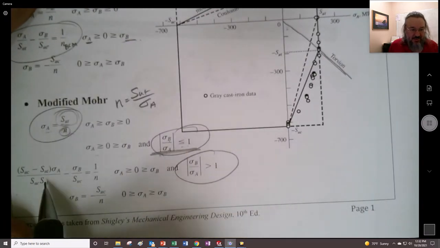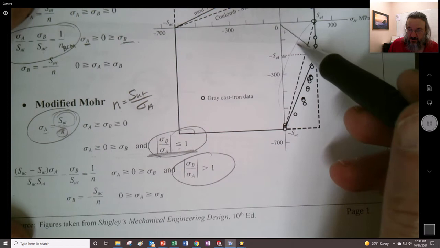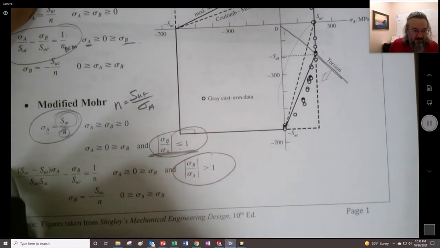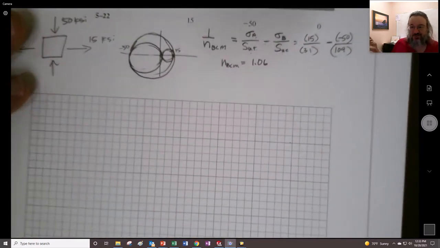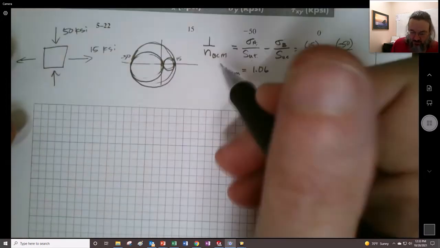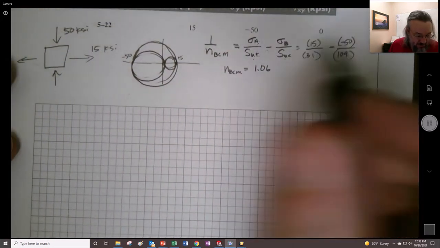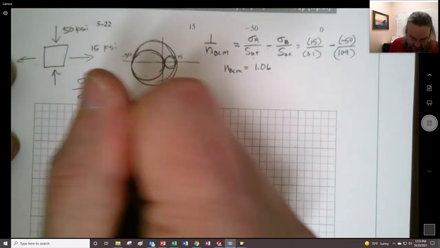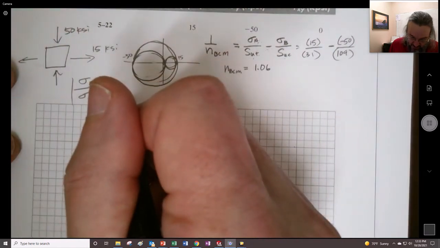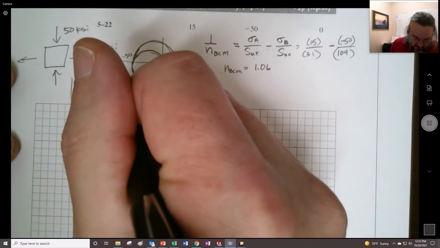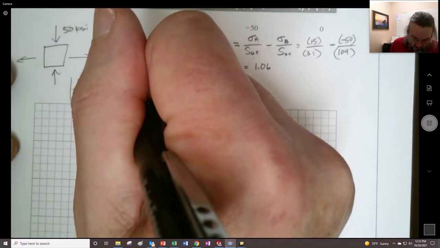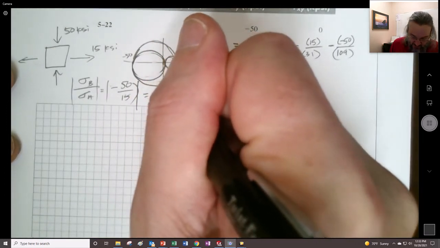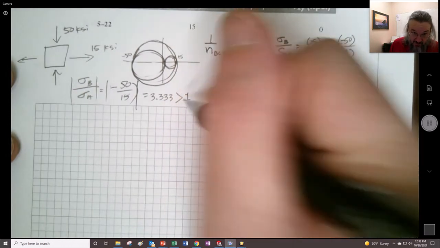But if we are instead in this quadrant over here and we're below this line right here, then we are going to use this uglier, longer equation, which is really just a linear long thing right there, right? So we note that the absolute value of sigma B divided by sigma A is going to be negative 50 over 15. Therefore, it comes up to 3.33, and therefore this is greater than 1, right?